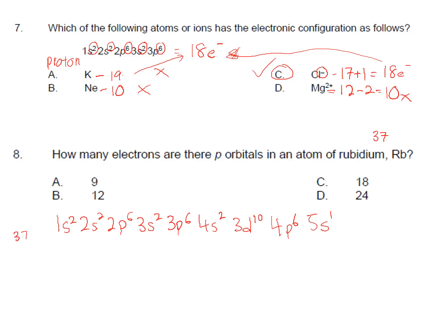Okay, 37 Rb. So you need to calculate the electrons in p orbitals. Let's take a look at p. We underline the p: 2p, 3p, 4p. So 6 plus 6 plus 6. So the answer is 18.